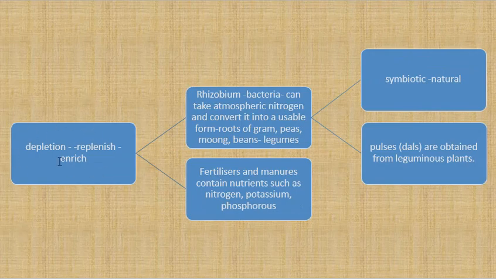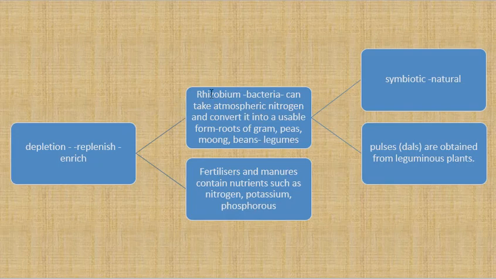Now depletion happens. When depletion happens, we have to replenish, we have to enrich. What is depletion? That means it gets exhausted, fully utilized. What is that? The nitrogen in the soil gets depleted. What do we do? We either add fertilizers and manures that contain nutrients like nitrogen, potassium and phosphorus, the minerals, or we add rhizobium. Rhizobium is a bacteria that can take the atmospheric nitrogen and convert it into usable form.